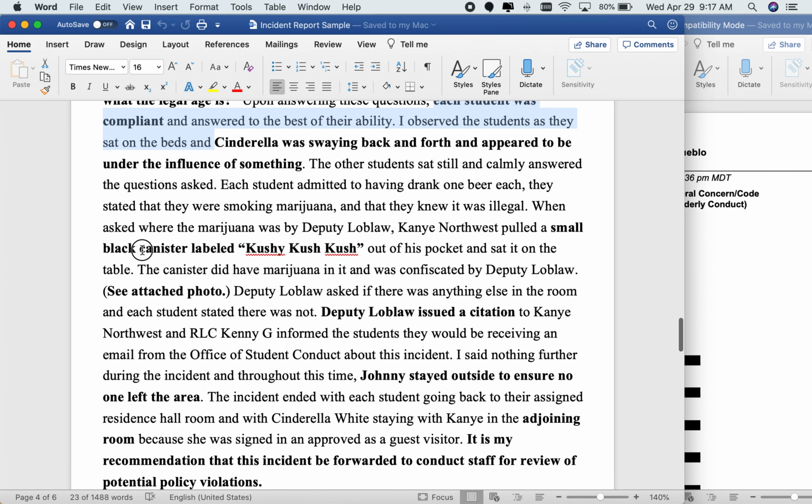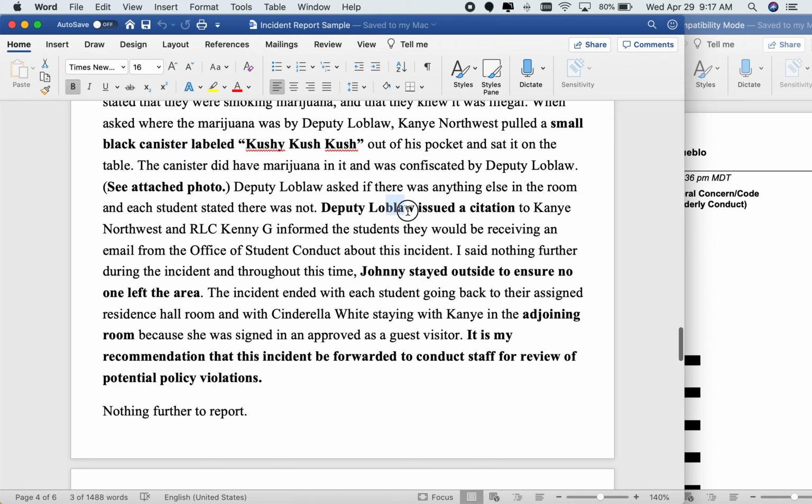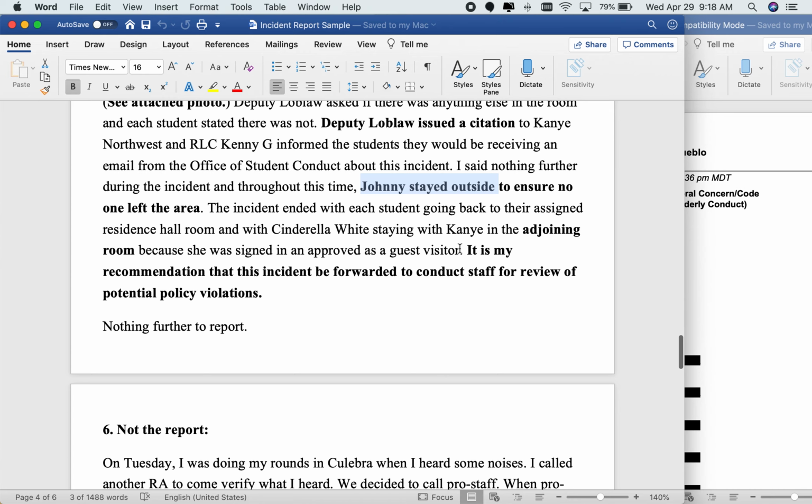If you see any kind of canisters or bottles and you're not sure what it is, just take a picture of it. If the students get ticketed, you can tell us that. That's important. Make sure to tell us exactly. So your RA backup person stayed outside to make sure nobody ran. That's good. And then say, it's my recommendation that this be forwarded to conduct staff.